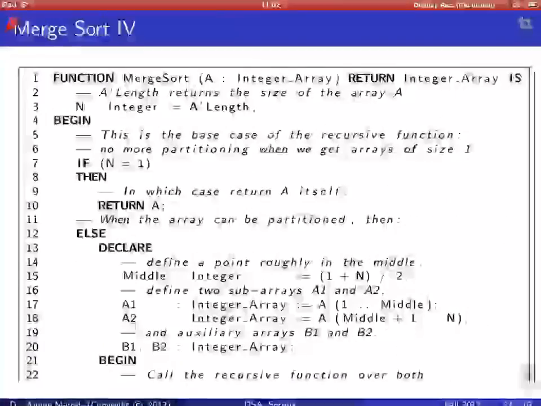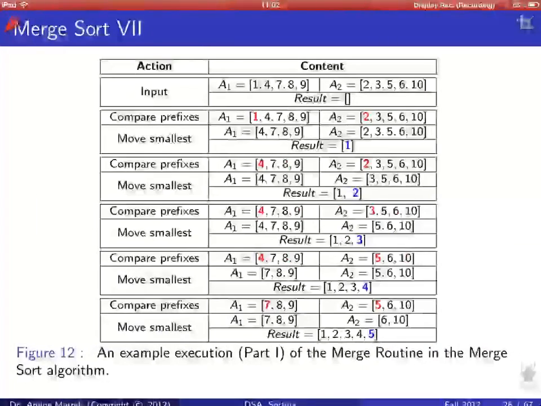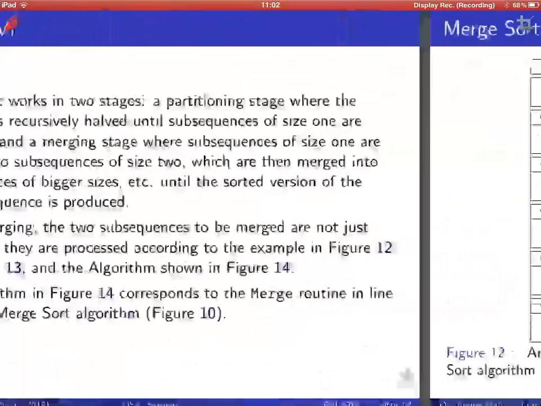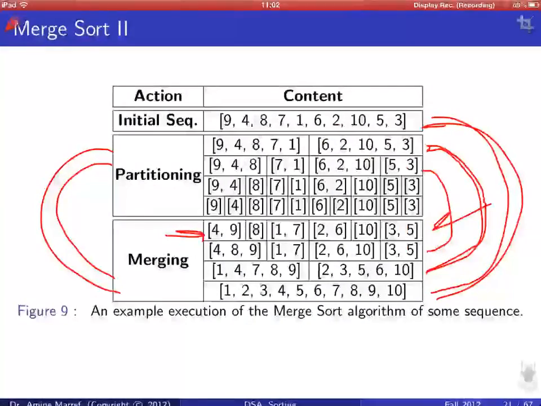And again, we continue doing that. We compare the first element of A1 and A2, and this time it's 2 which is smallest, so we move it to result, and A2 loses the element 2. And we continue doing that. Each time we are comparing the first elements and putting the smaller one in result. At the end, result is going to contain the sorted sequence. So at the end, we remove everything.